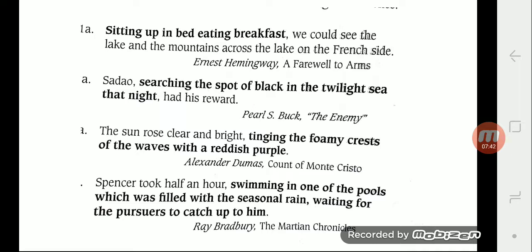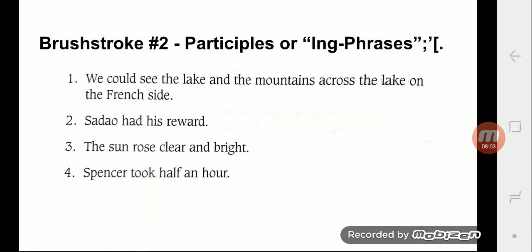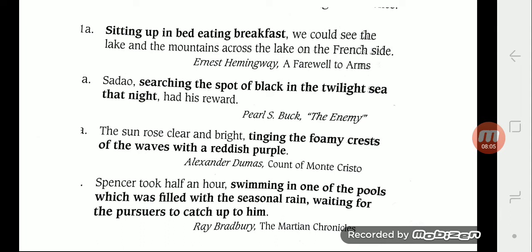All right, so look at that last one especially, right? That gives you such a good example. Spencer took half an hour. Boring sentence, right? Now, that half hour has been filled with all the activities that Spencer was doing, right? So the basic pattern of this brushstroke is taking a verb, right? All of these are verbs. Sit, search, tinge, swim, wait.